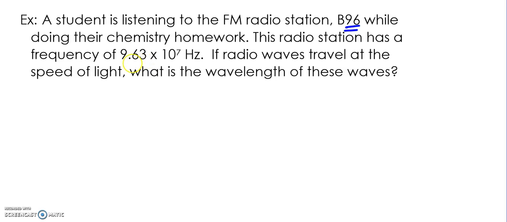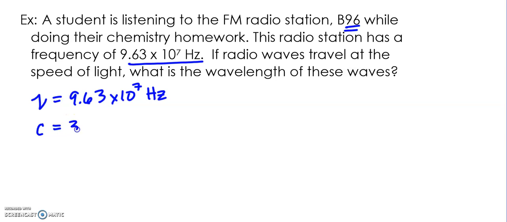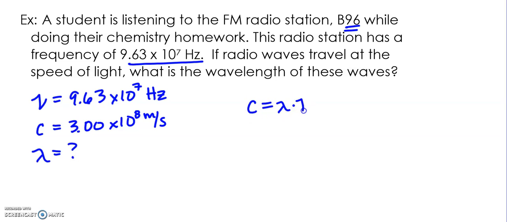So what we have here in hertz, we have our frequency: 9.63 × 10⁷ hertz. If it's traveling at the speed of light, our speed is 3.00 × 10⁸ meters per second. And the question is, what is the wavelength? So our equation is speed of light is wavelength times frequency. We're solving for wavelength, so I'm going to divide both sides by frequency, which gives me the fact that the wavelength will be the speed of light over the frequency.